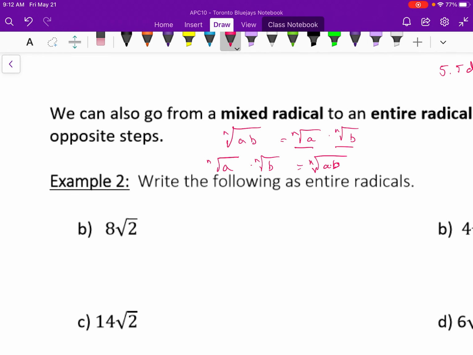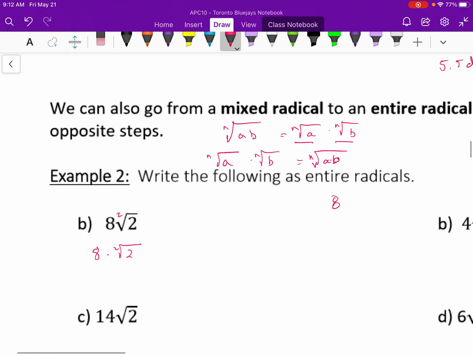Fair enough. So 8 times root 2. Now, the index of my root is 2. So really, this is 8 times the square root of 2. Wouldn't it be nice if I could make 8 a square root? And in fact, what I do know is 8 is equal to the square root of 64. So here I take a look at my coefficient and I need to change it to a square root.